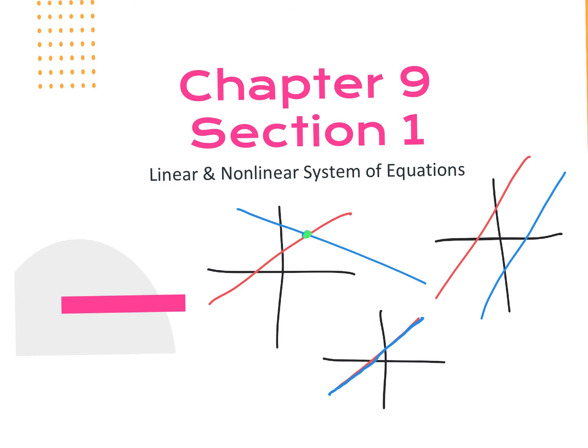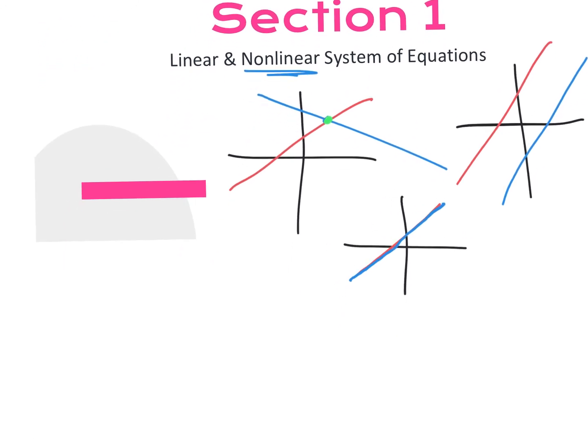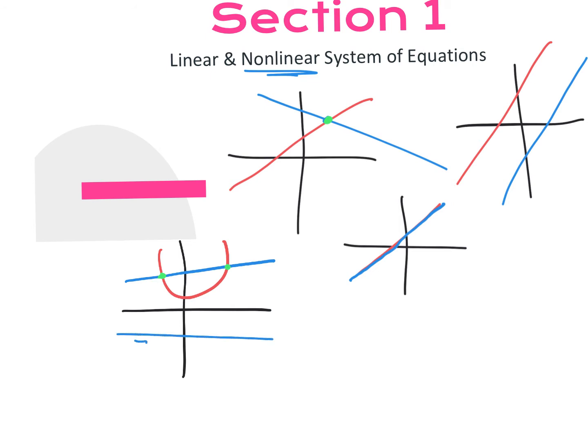Now, after we do the linear examples, we're also going to see some nonlinear examples of systems. That could be, for example, a parabola and a line. This time, the line would hit my parabola in two spots, so I would have two ordered pairs as the solution. Now, you could also have a parabola and draw in a line, and let's say the line is below the parabola.